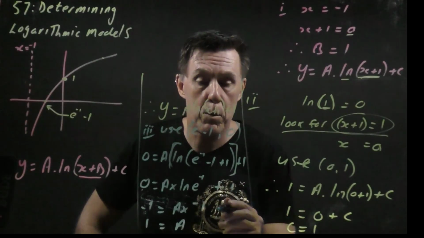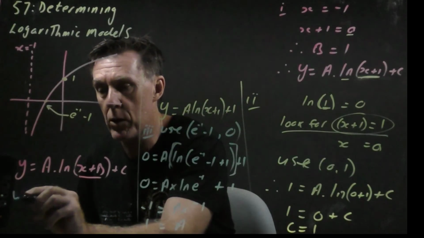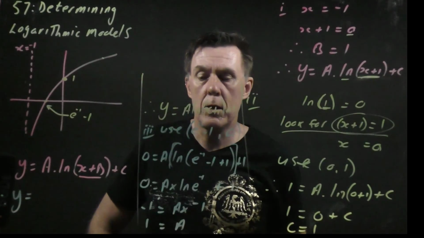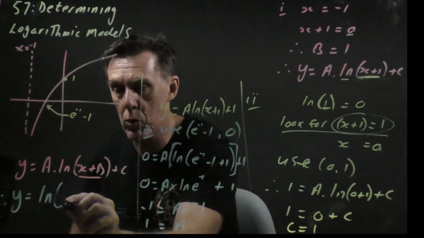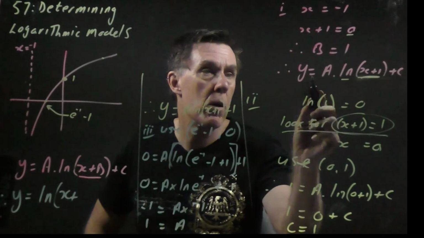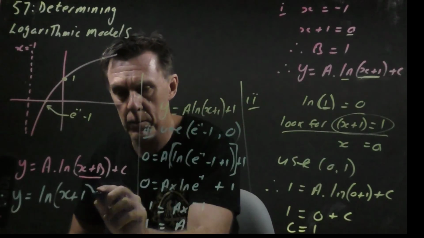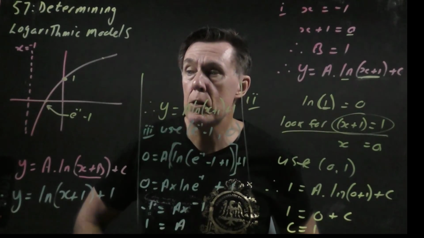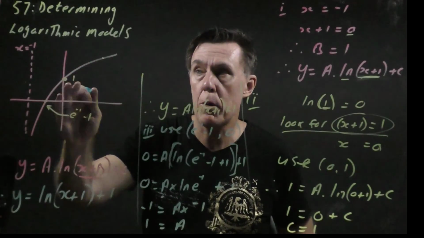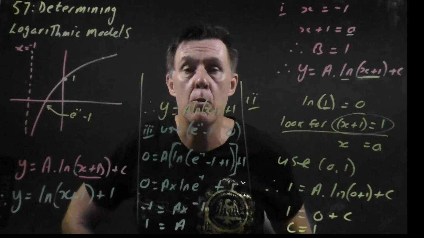I now have my 3 bits of information, so therefore my function is going to be y is equal to a, which is 1. So 1 lot of the natural log of x plus my b value, plus my c value. And there's using logarithmic models to represent what's happening here.